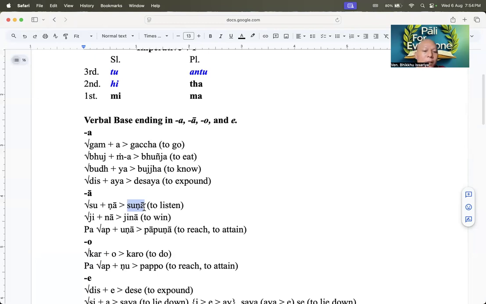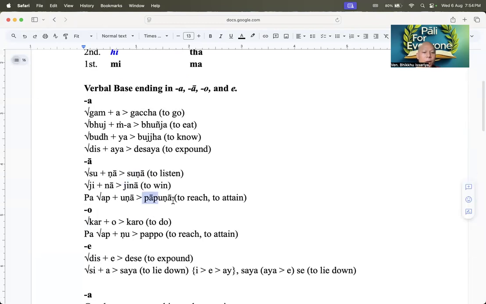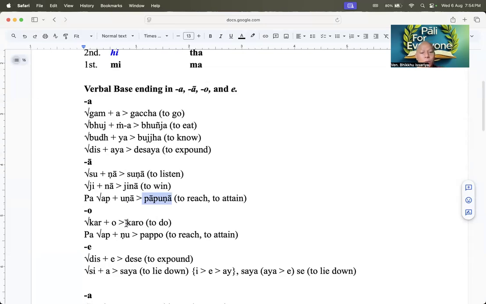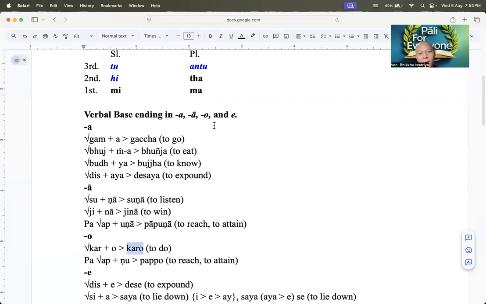Jina, Jina He, Jina Ta, Jina Mi, Jina Ma. Okay. And then Babu Na. Okay. So Babu Na also Babu Na Do, Babu Nan Do, Babu Na He, two forms. Babu Na Ta, Babu Na Mi, Babu Na Ma. Okay. And then all. So Karo Do, Karon Do, Karo He, Karo Ta, Karo Mi, Karo Ma.